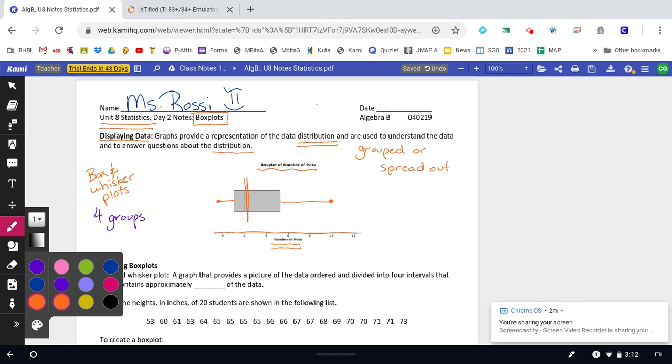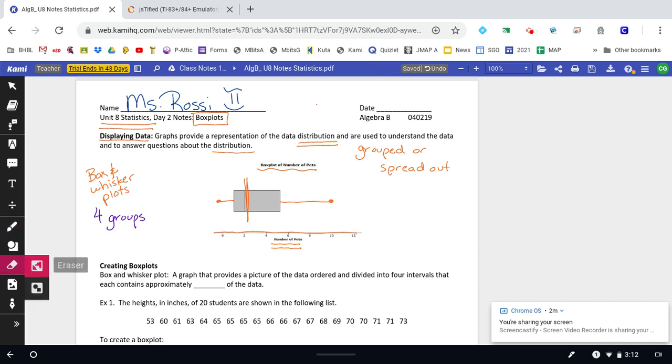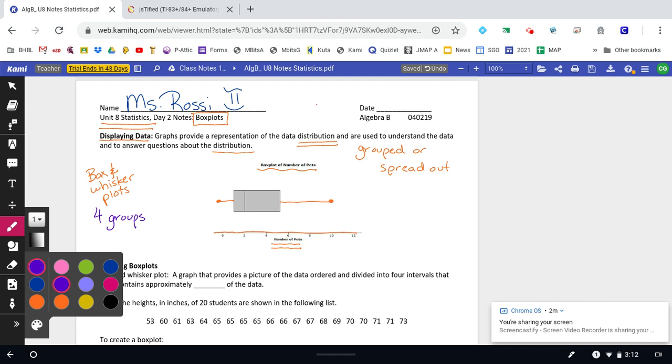That line right there is the halfway point. That's where I'm cutting the data. This right here is my median. It gives us the half. Then we have the lowest and we have our highest. Sometimes we call these the min and the max.